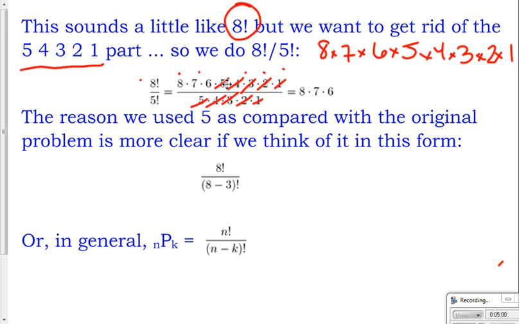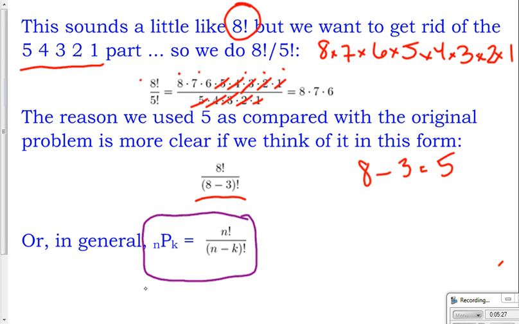Now, you might wonder, why did we use 5 factorial? Why not some other number? Well, the place that the 5 came from is from taking our total number in the race, which was 8, and subtracting how many people we were going to give awards to, which was the 3. And so that bottom number is really from 8 minus 3, and then we just threw a factorial on the end. And this suggests the general formula.